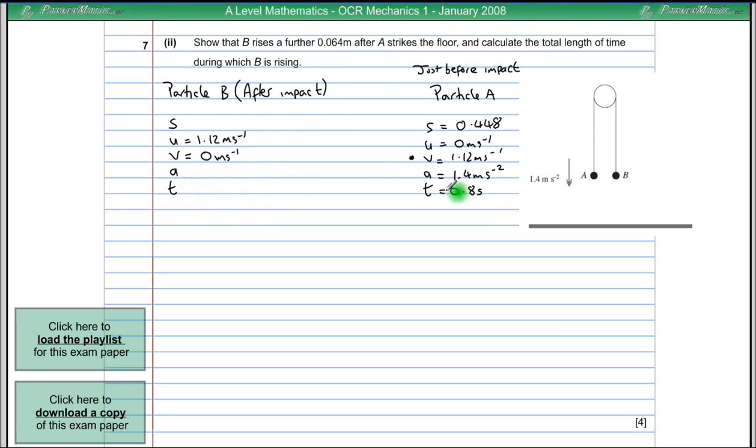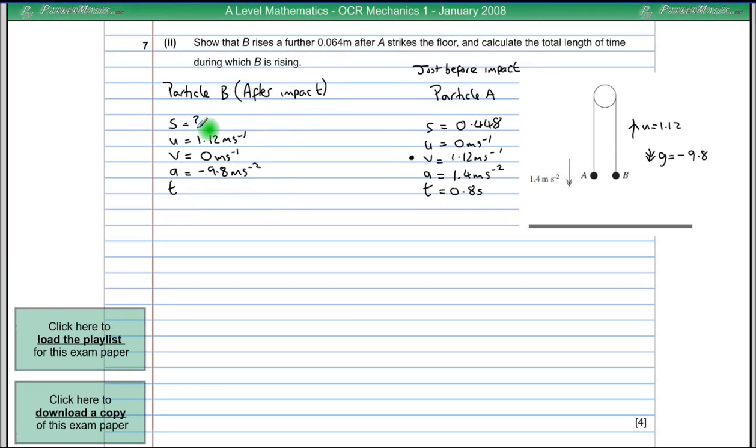We also know acceleration because now that A is touching the floor, there is no tension in the string. So the acceleration will be purely due to gravity. Now because I've defined U as positive, so if U equals 1.12 is going upwards, that means I have to have gravity coming in the other direction, which has to be minus 9.8. So I have to be consistent with my use of the minus sign here. So acceleration is minus 9.8 meters per second squared.